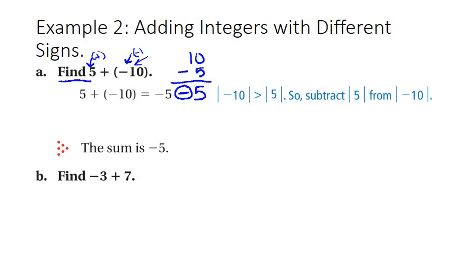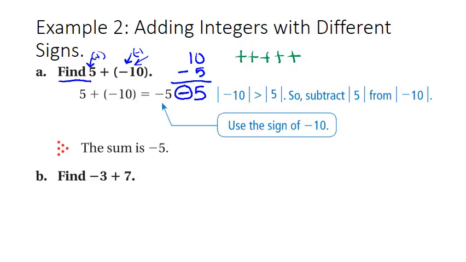Now there's another way we can start conceptualizing that if that doesn't make very much sense. Okay, so let's take this 5, and we know this 5 is positive. So let's go 1, 2, 3, 4, 5 positive numbers. And then we have our 10, and our 10 is negative. So we're going to say negative 1, negative 2, negative 3, negative 4, negative 5, negative 6, negative 7, negative 8, negative 9, negative 10.